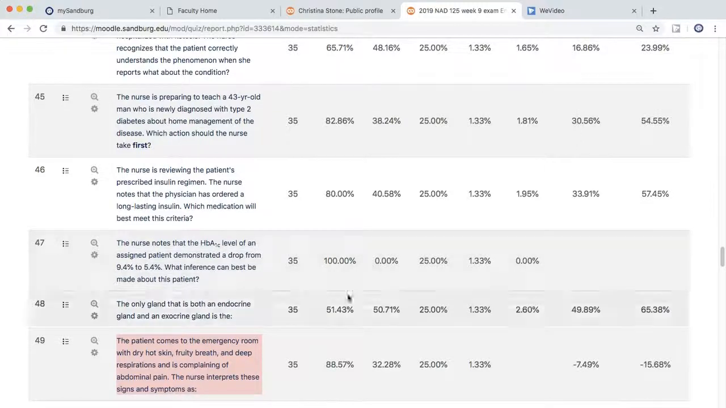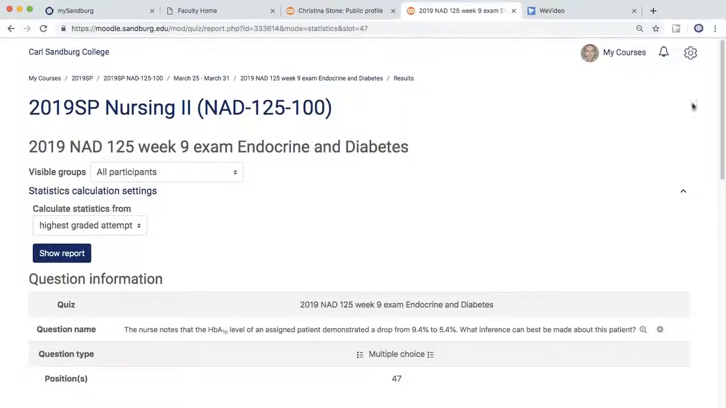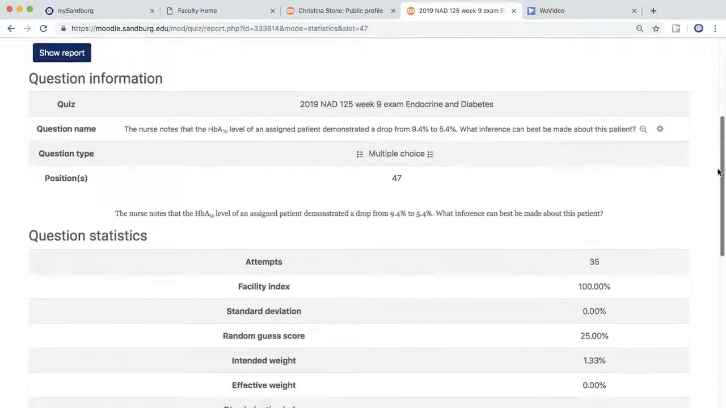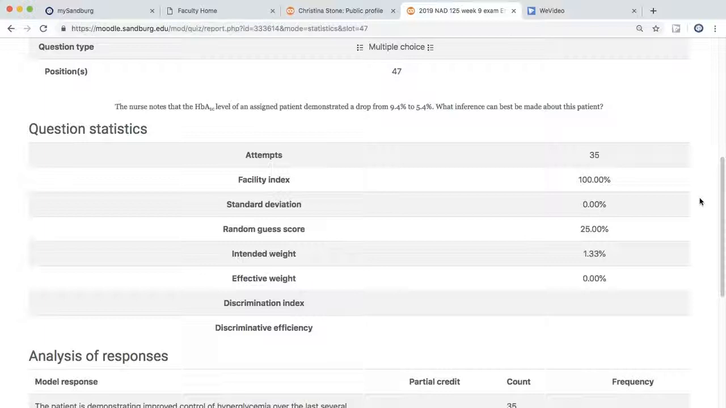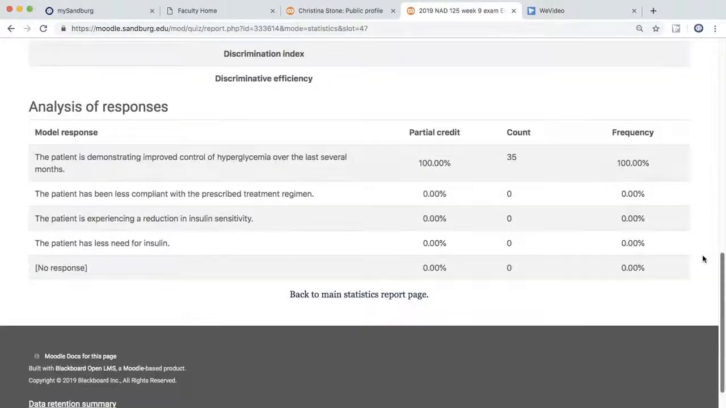This question here, 100%. So my first thought to myself is, is that a good question, or is it a situation where the students need to have 100%? It's a safety thing, or it is something that they really should understand. Patient notes that a hemoglobin A1C level assigned to a patient has dropped from 9.4 to 5.4. The correct answer here should be we have a better control of hyperglycemia.